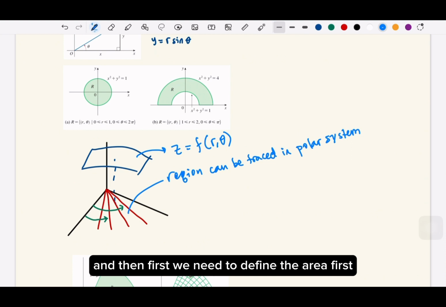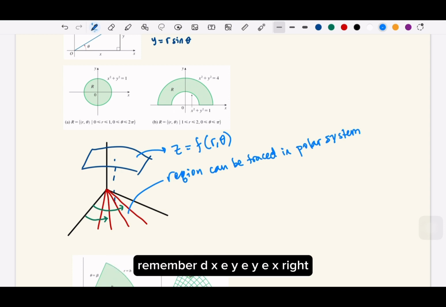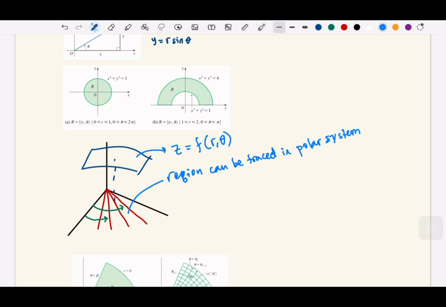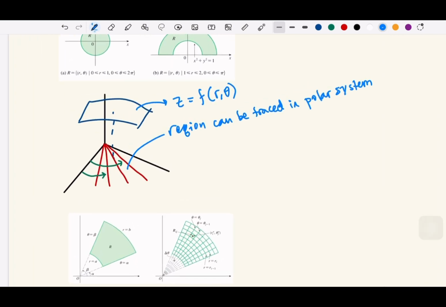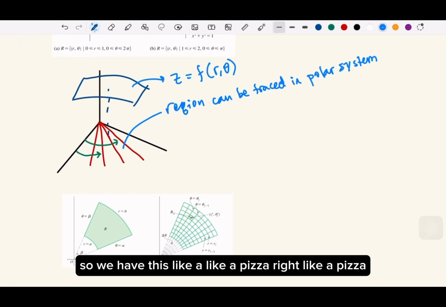And then first we need to define the area. Okay? How to make this into our double integral. Because in a double integral, the important thing is to define the dA. Right? If you remember, dx dy, dy dx. So we need to define dy dx and dx dy in terms of r and theta. Okay? Now we can see here. Let me just zoom out a little bit. So we have this like a pizza, right? Like a pizza.